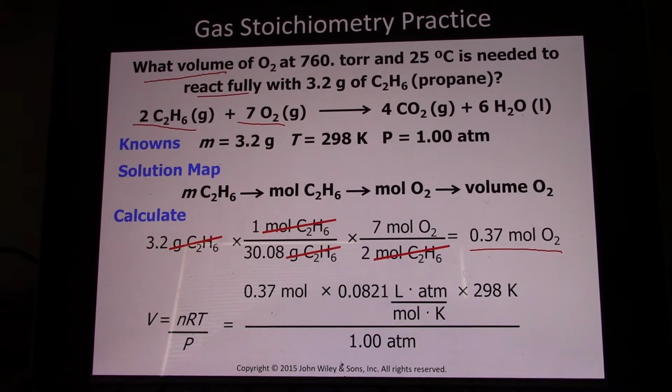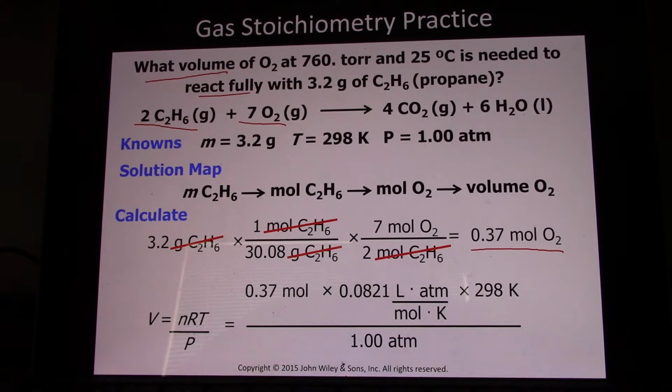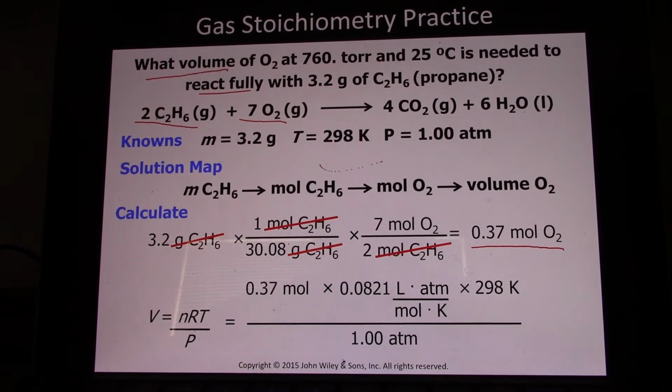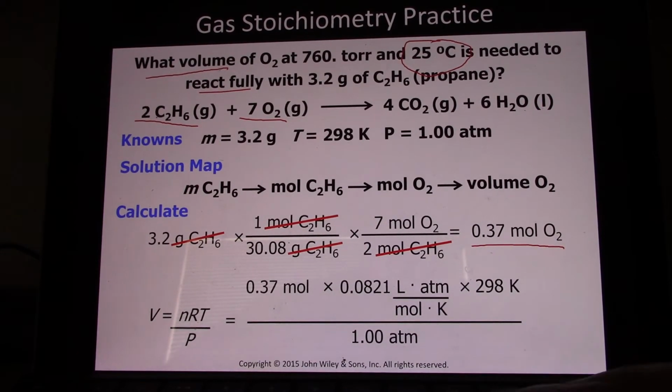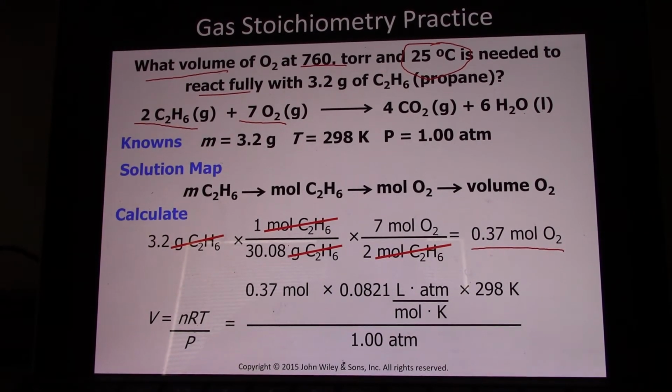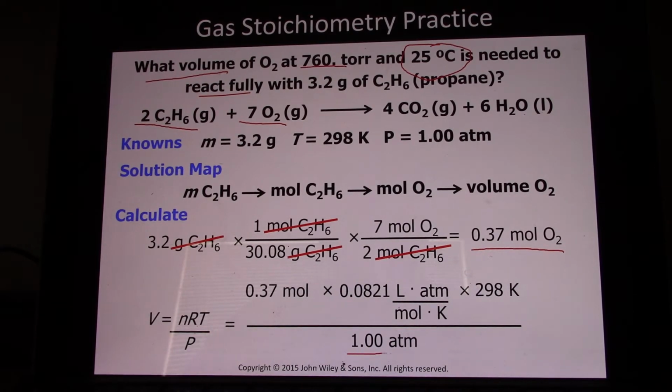R is always 0.0821 liter atmospheres per mole Kelvin. It's at 25 degrees Celsius. They give that to us right here. So you add 273 to get 298 Kelvin. And it's at a pressure of 760 torr, which is 1 atmosphere. And again, when you use the ideal gas law, pressure must be in atmospheres. And this will give us a volume in liters.